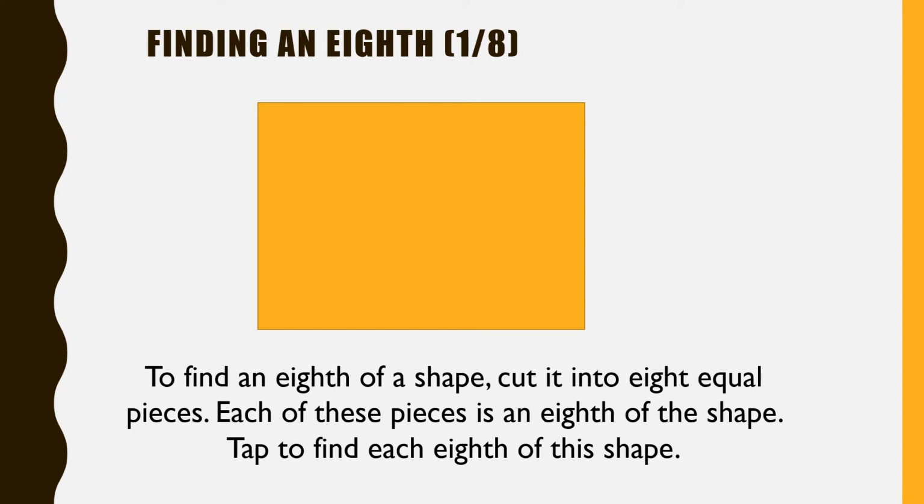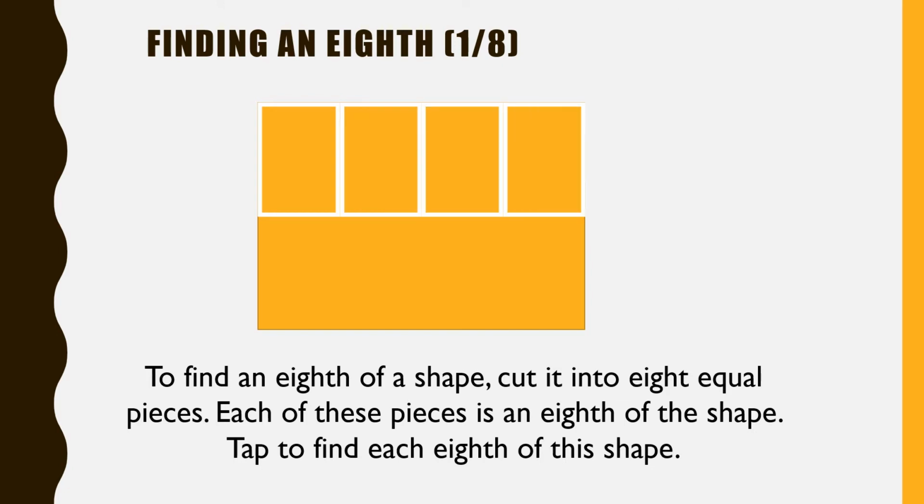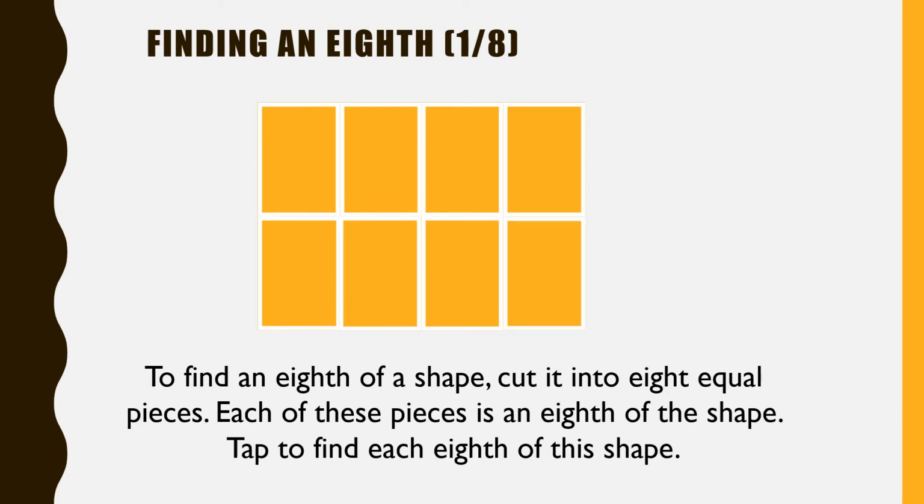To find an eighth of a shape, it's the same again, but we are cutting our shape into 8 pieces, and each fraction is 1 part of 8, so 1/8. So again, we can cut our shape into 8 pieces, 4 in the top, 4 in the next row, and each one of those would be 1 out of 8.